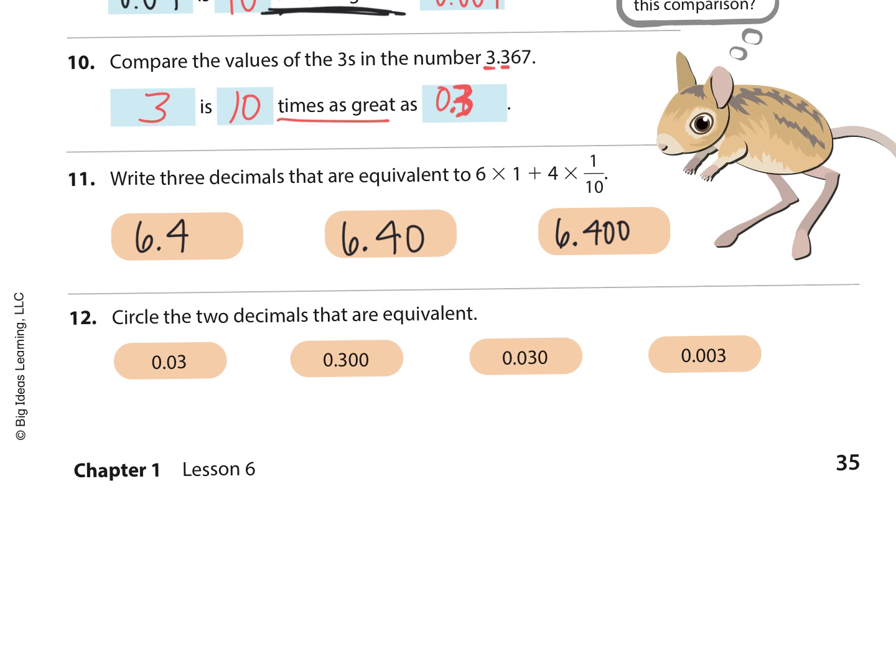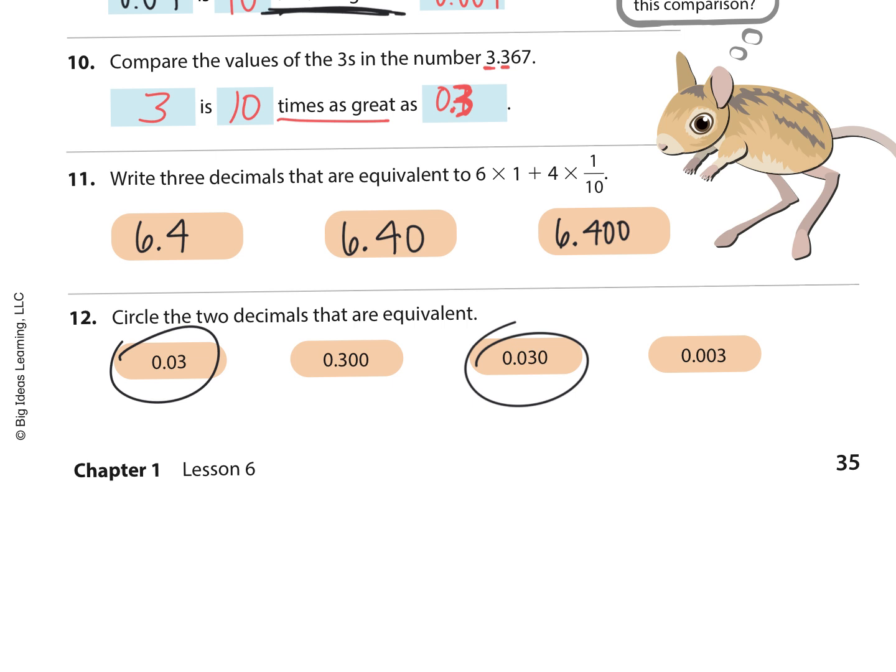If I flip-flop and do 0.4, instead of having 6.40, now I have 6.04. They're different values. Do you see how adding zeros to the end of a decimal number doesn't change what it's worth? It just changes how you say it. Okay, circle the 2 decimals that are equivalent. What did you get? Very good. So Vivian has these 2 circled. You should have the same 2 circled.